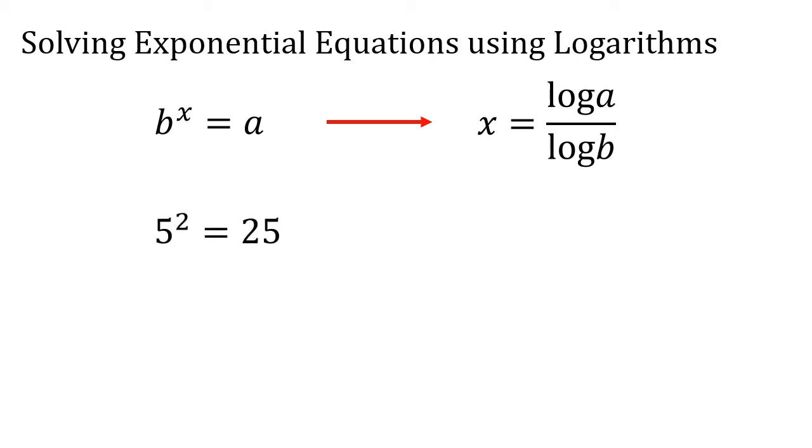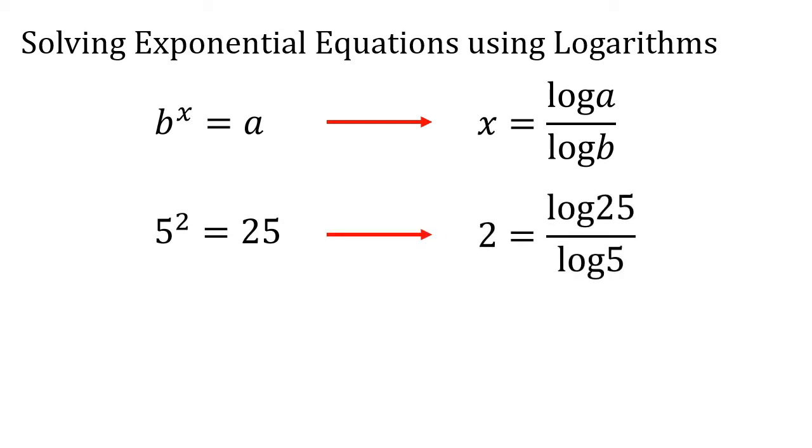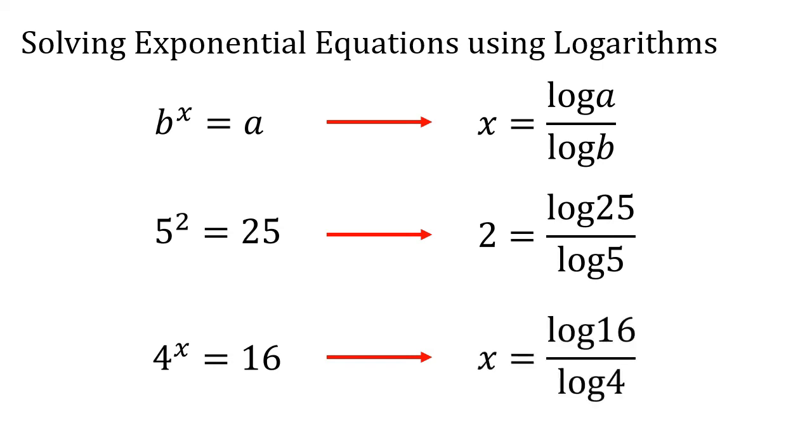So for example, we have 5 squared equals 25. So 2 is equal to log 25 over log 5. So if you're going to try that in the calculator, log 25 divided by log 5, the answer is 2. For example, this is the given: 4 raised to x is equal to 16. So you can solve for x using logarithms. Log 16 divided by log 4.